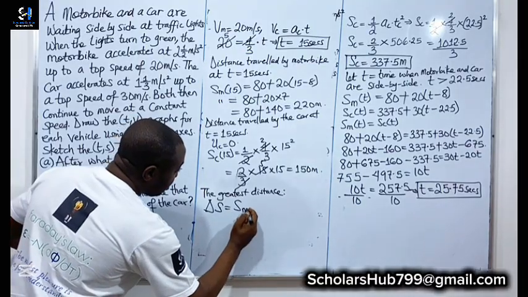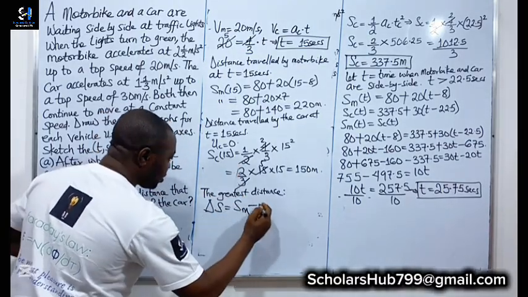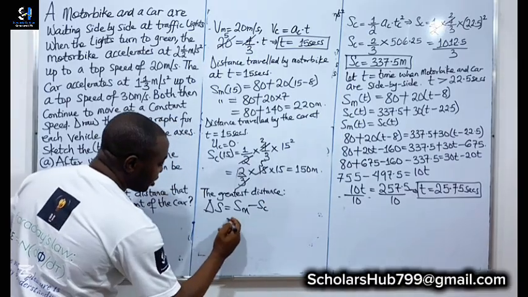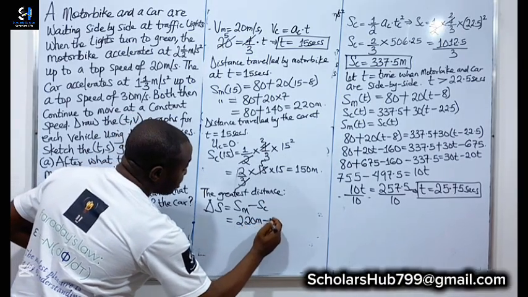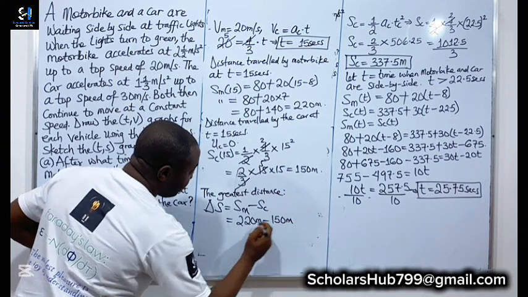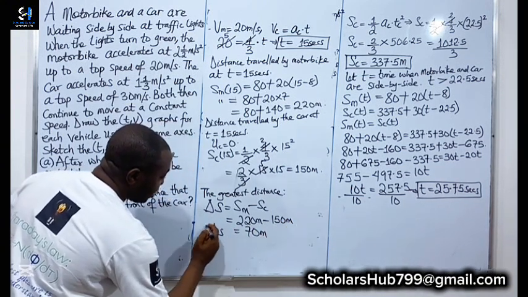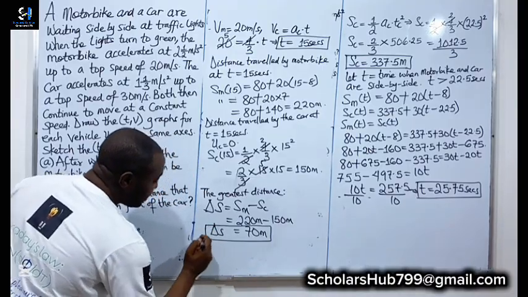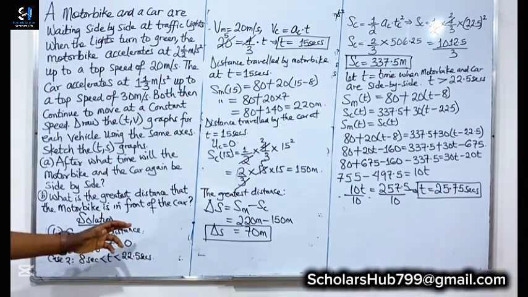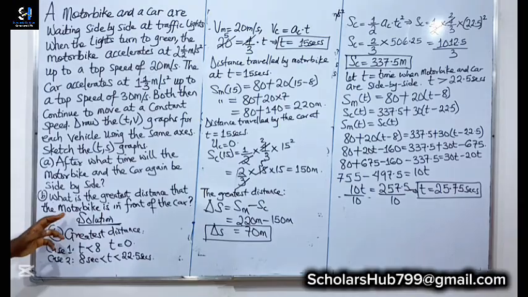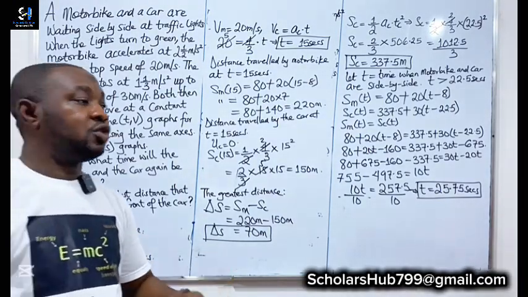That will be the distance traveled by the motorbike at 15 seconds, and that of the car at 15 seconds, and that will be 220 meters minus 150 meters. So this will be 70 meters. So this is the greatest distance traveled, the distance that the motorbike is in front of the car.